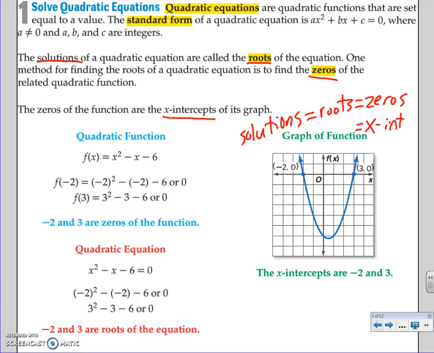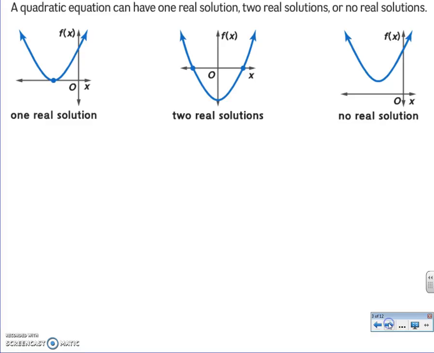So a solution for a quadratic are the x-intercepts. So in this picture, as you can see, there are two x-intercepts, -2, 0, and 3, 0. That's why it says the x-intercepts are -2 and 3. It also says down here in the bottom left, -2 and 3 are the roots. And right above that, it says -2 and 3 are the zeros of the function, because zeros mean y equals 0, and y equals 0 when there's an x-intercept. So, be able to figure that out.